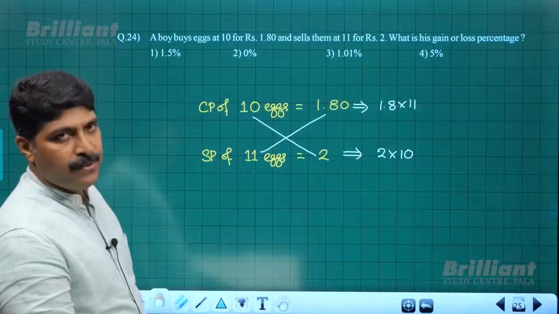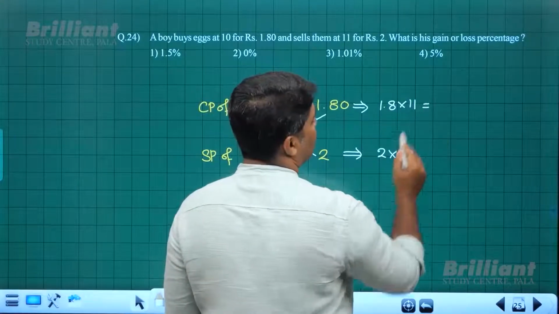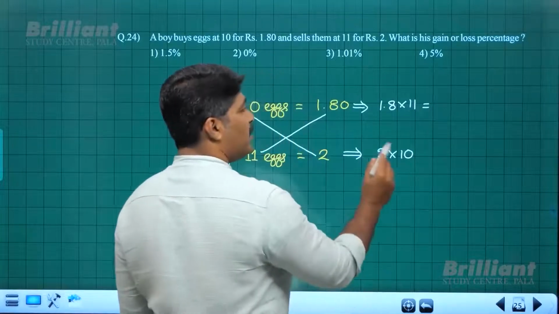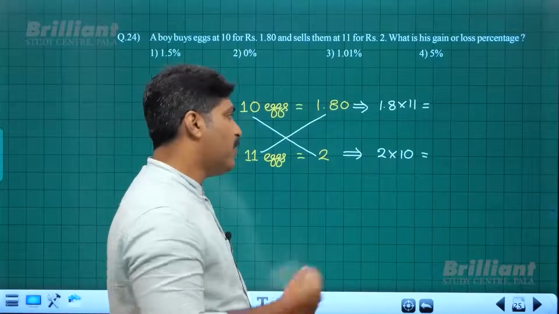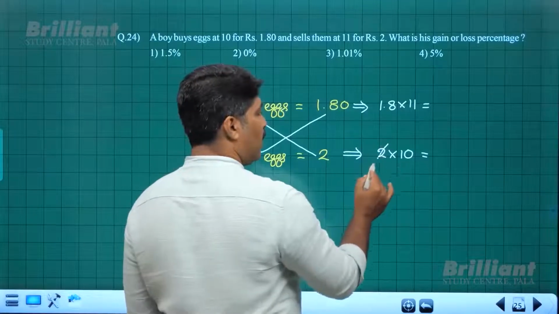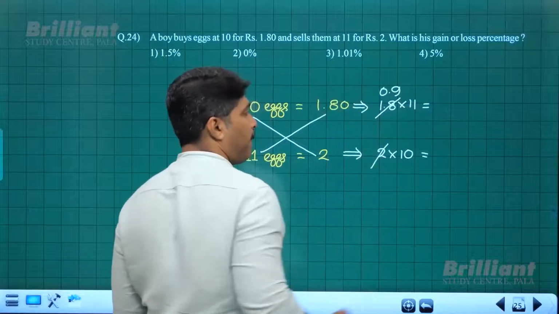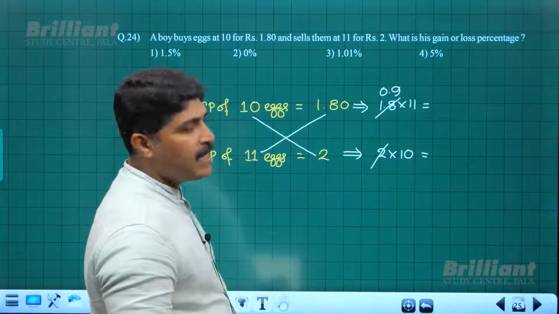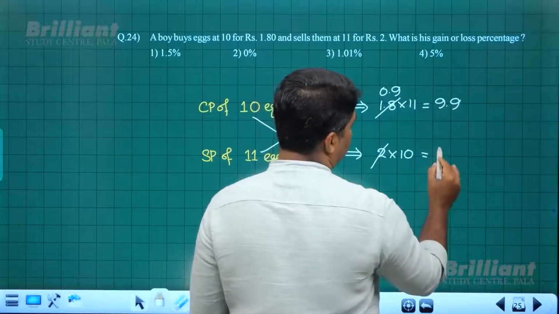This is 2 into 10. So what is 1.8 into 11? Here we can simplify these values further. Then after that, if there is any common factor for these values, you can cancel it. So here I am cancelling this one. This is 0.9. What is 0.9 into 11? That is 9.9. And this is 10.